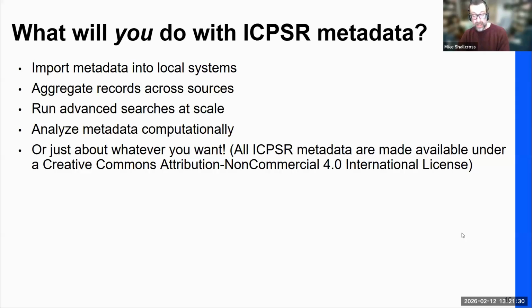And for those who want to analyze metadata computationally, the data can be used for text mining, statistical analysis, or exploring things like geographic coverage, subject terms, and other summaries. In short, the API gives you flexibility. You can use it for virtually anything you want, and all ICPSR metadata are available under a Creative Commons Attribution Non-Commercial 4.0 International License, so you can reuse and adapt the records freely for non-commercial purposes.